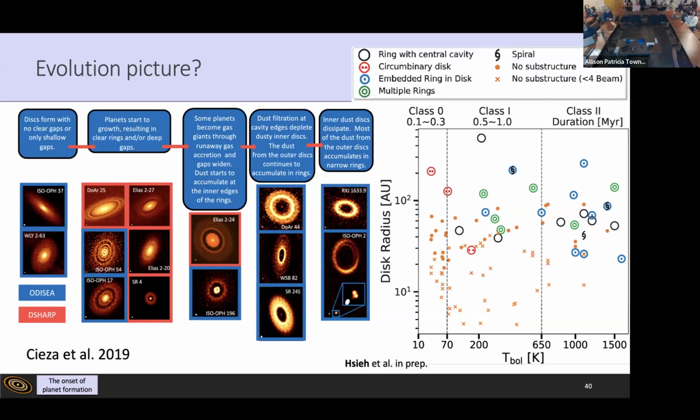So if this is the case, then we expect to see multiple rings towards the left, followed by the embedded ring in disk, and the ring with a large central cavity should show up on the right. But that's not what we're seeing. Instead, we see a lot of substructures mixed together. So instead of a single evolutionary picture, the data tends to suggest that there are multiple populations of substructures, possibly generated from different mechanisms.